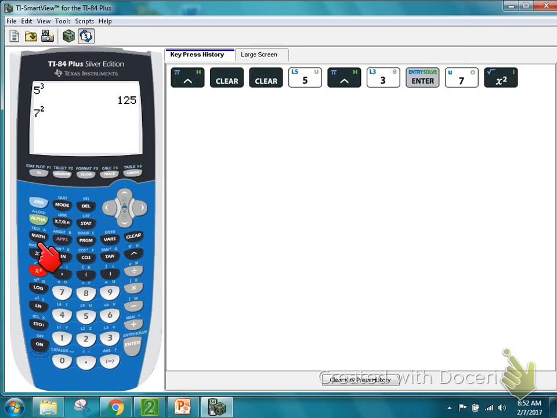You can also get to cube if you go through your math menu. I just think it's easier just to use your caret to get wherever you need to go. All right, so just a little helpful hint.